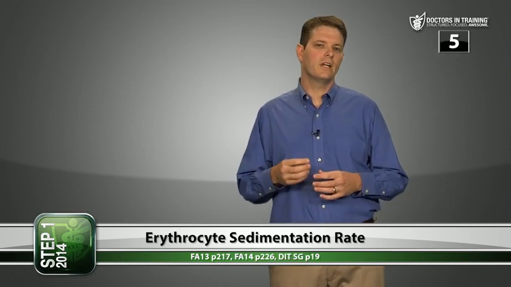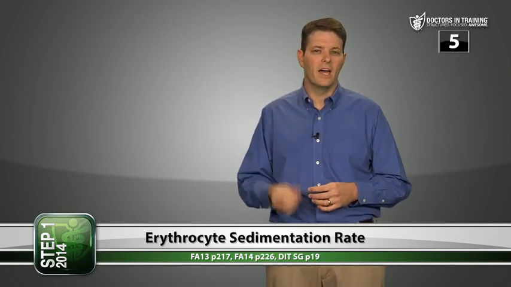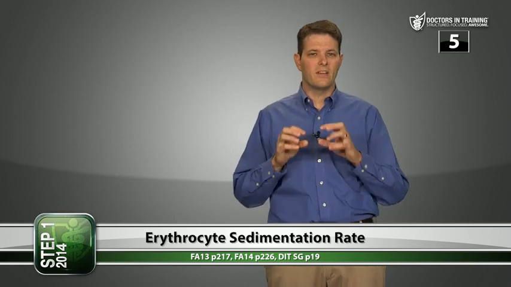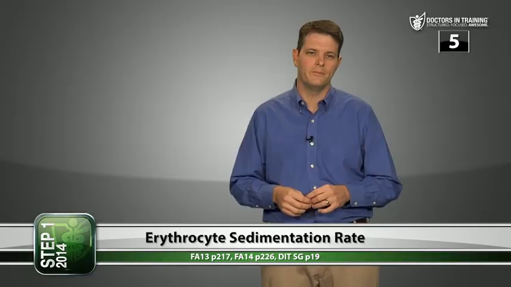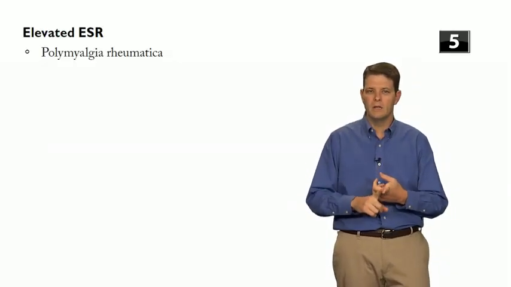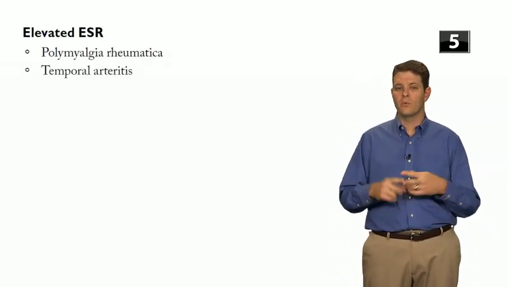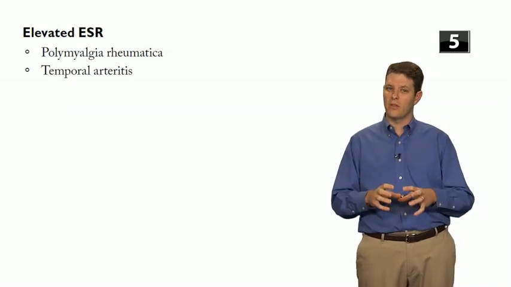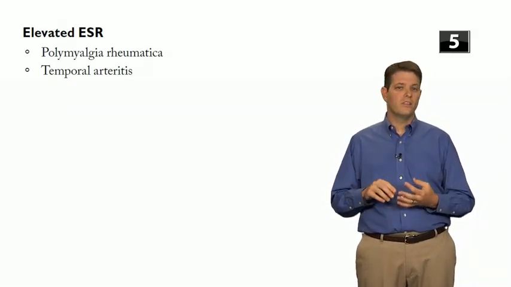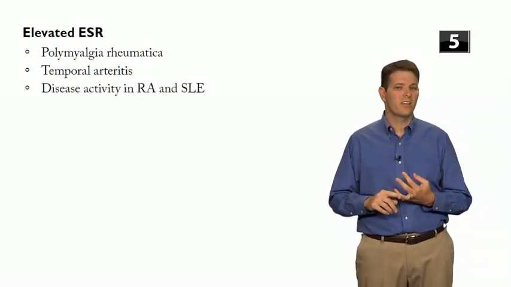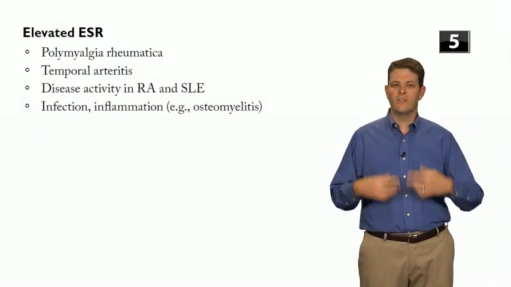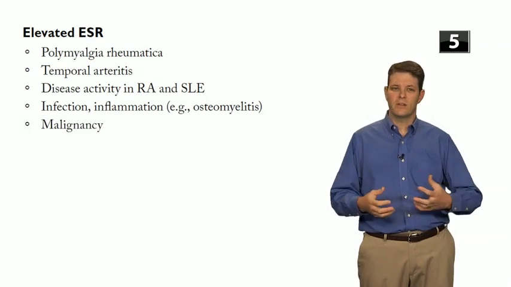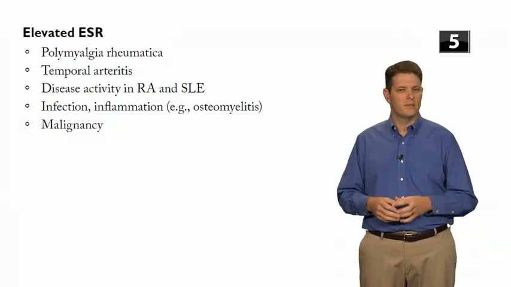So let's take a look in your study guide question number 5, where it says elevated ESR. Again, this is just a focused, high-yield list of the potential causes of an elevated SED rate. Polymyalgia rheumatica and then temporal arteritis are both diseases where the SED rate is elevated. We often see those 2 together. You can follow SED rate to monitor disease activity in things like rheumatoid arthritis. Anytime you have infection or inflammation or malignancy, the SED rate is going to be elevated. So again, it's a very nonspecific test.